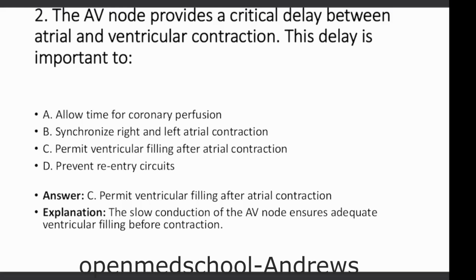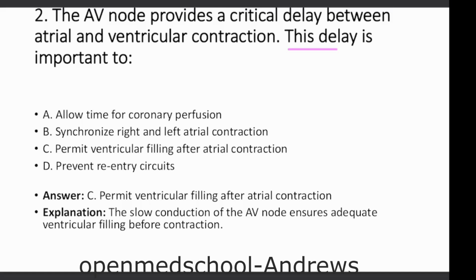What is the importance of the delay of impulse in the AV node? You should note down the answer. A, allow time for coronary perfusion. B, synchronize right and left atrial contraction. C, permit ventricular filling after atrial contraction.